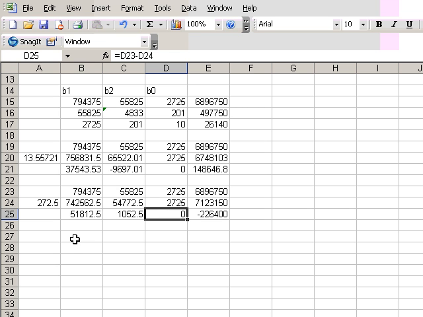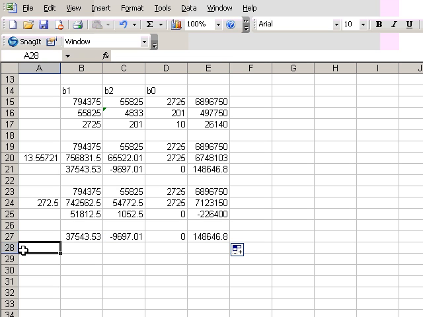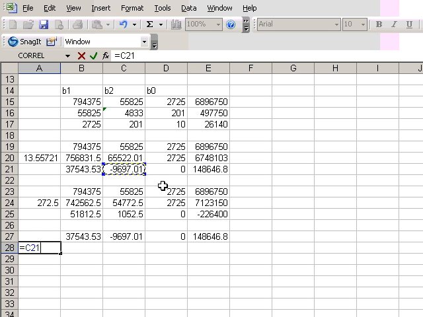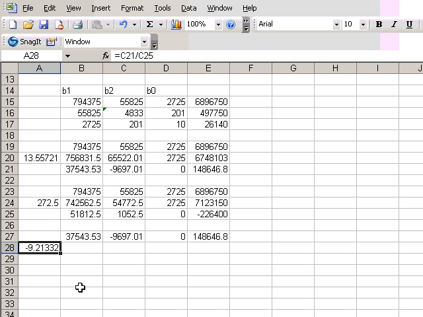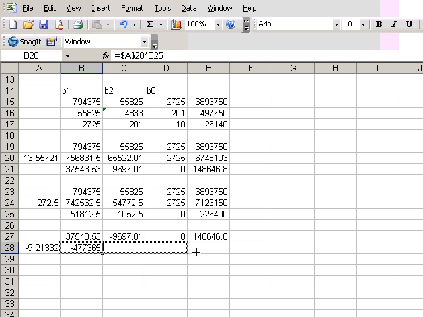Now I'm going to eliminate B2 from these two equations. To do that, I will say that this is equal to the first of these two equations, and I'll copy that clear across. And now I will say here that this value is equal to this minus 9697 divided by 1052.5. So the multiplier here will be minus 9.213. Now I will say that this value is equal to that minus 9.213 times 51812, and I'll drag that value all the way across.